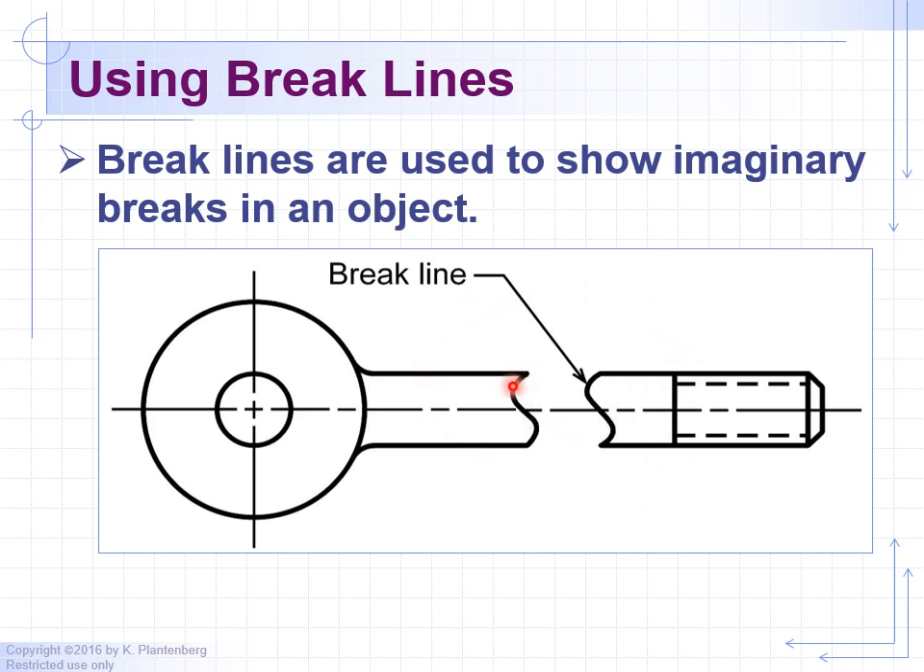So by using a break line, we can create an imaginary break in the object and it can make this part far smaller, right? And that generally will fit on your drawing a little bit better, make it easier to dimension, etc. So that's what a break line is used to represent. That doesn't mean the object is literally broken here. It's shown with an imaginary break, and it's just to represent it more clearly in a more efficient way.